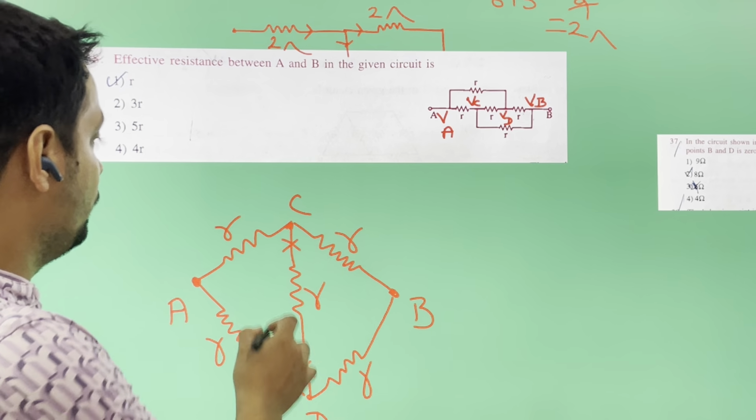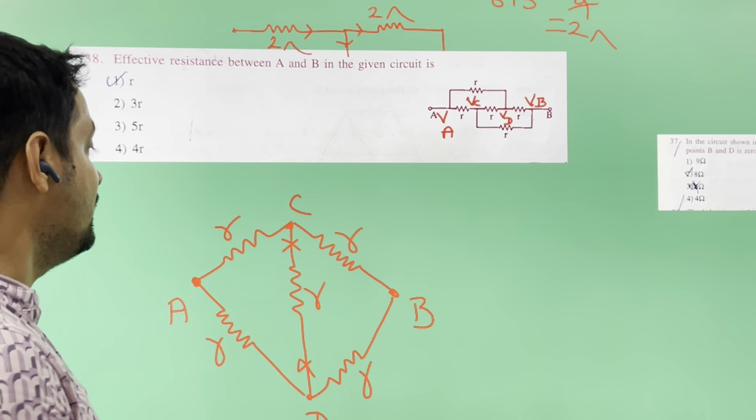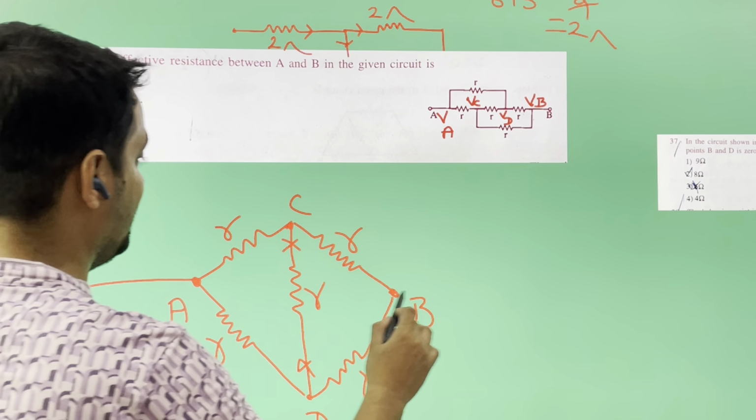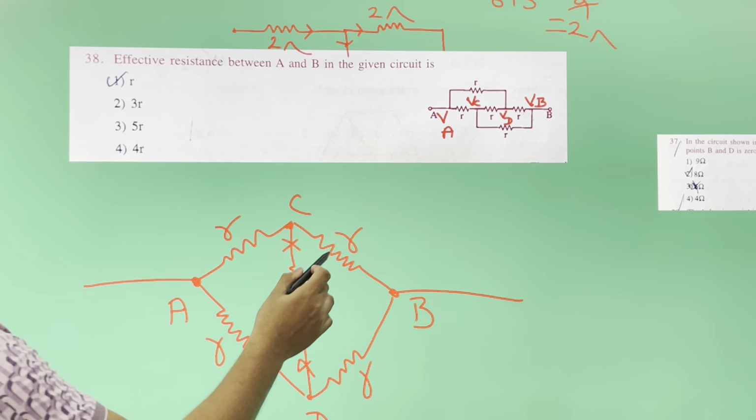Same only. So there is no current flow. When there is no current flow, there is no use of this resistor. We will remove this. So now what is the R equivalent between A and B? So this is A, this is B. So here these two will be in series if you will remove this. Okay. So R and R, 2R.